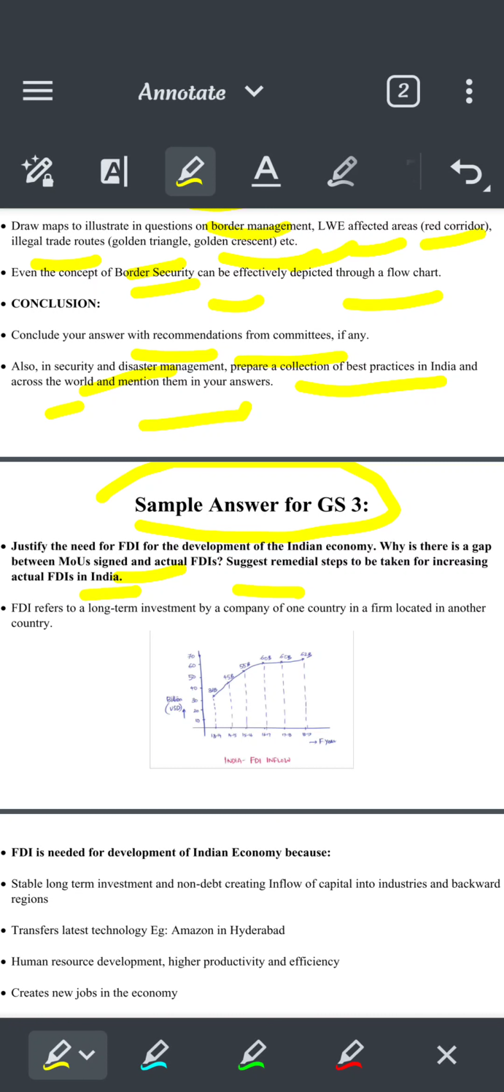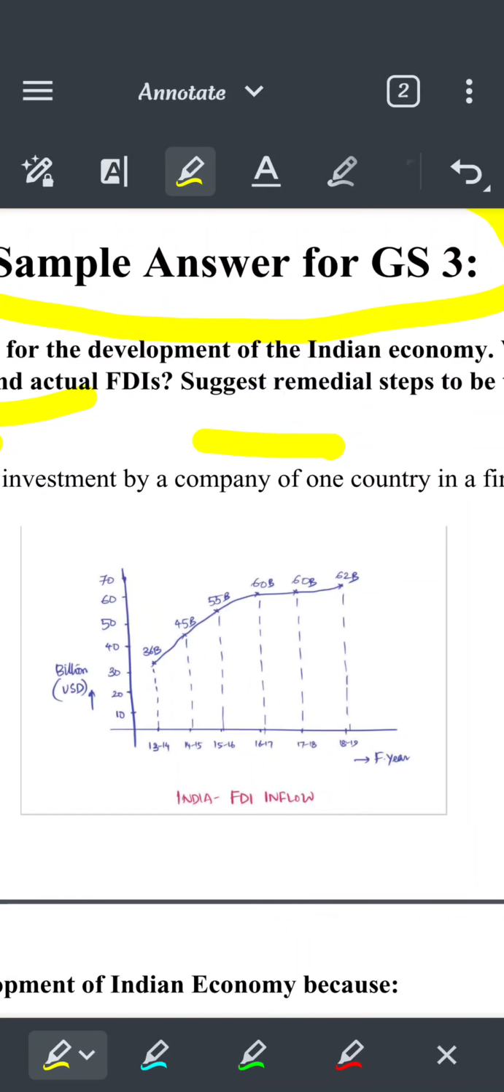So first, as we had said, you can give the definition of what FDI is. FDI refers to a long-term investment by a company of one country in a firm located in another country. So through a diagram you can represent the FDI inflow in India over the years. How is that increased? Okay.